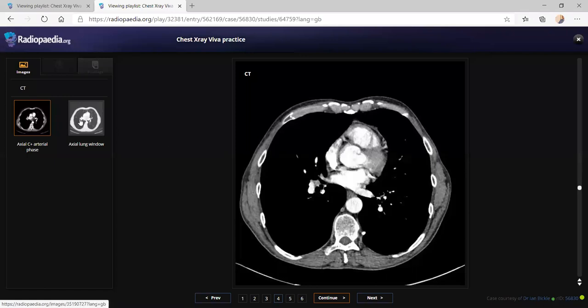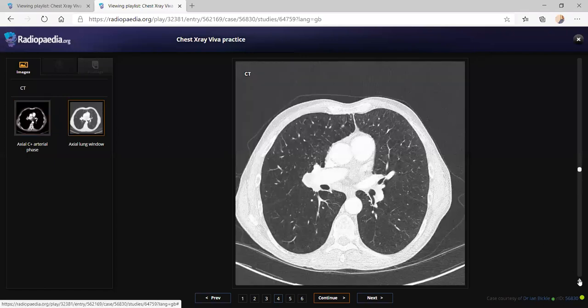I'll give you the lung window. Yeah. Okay. So in the lung windows, you can click and control. Okay.